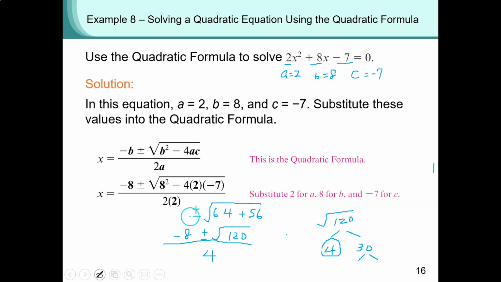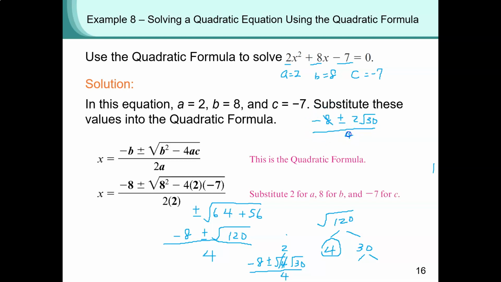Okay, so we can rewrite this part as negative 8 plus or minus the root of 4 multiplied by the root of 30, over 4. Now the root of 4 is 2. So the next step would be to simplify this fraction. So you have negative 8 plus or minus 2 root 30 over 4.